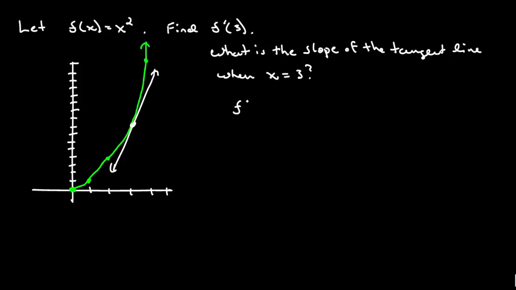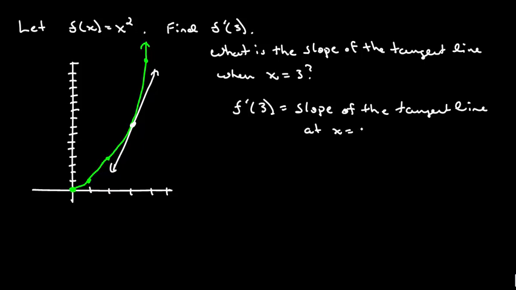So f prime at 3 is the slope of the tangent line at x equals 3. Exactly what I just said above, right? Okay, so this exact idea. So how do we figure that out? Well, instead of just plugging things into a formula, I'm going to walk you through what's going on here.